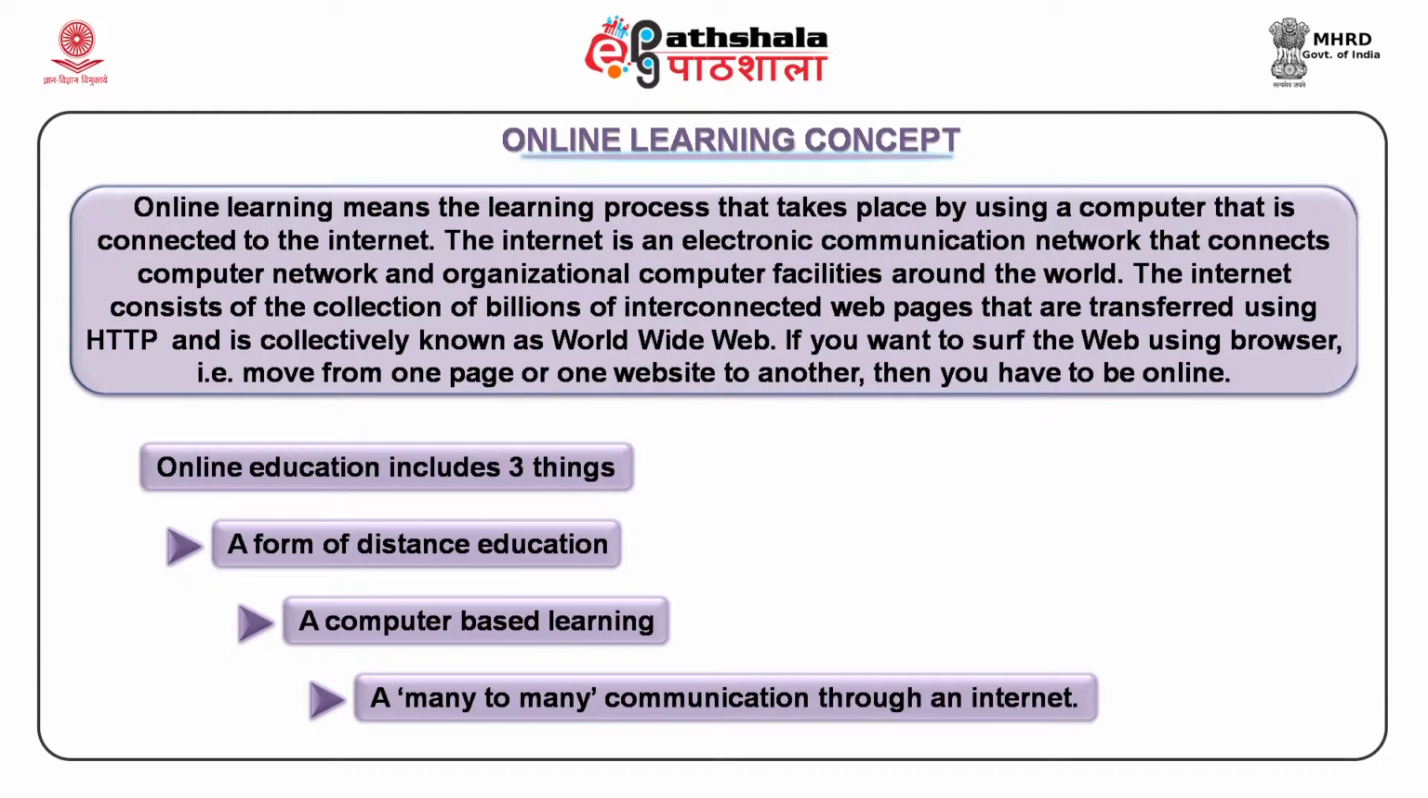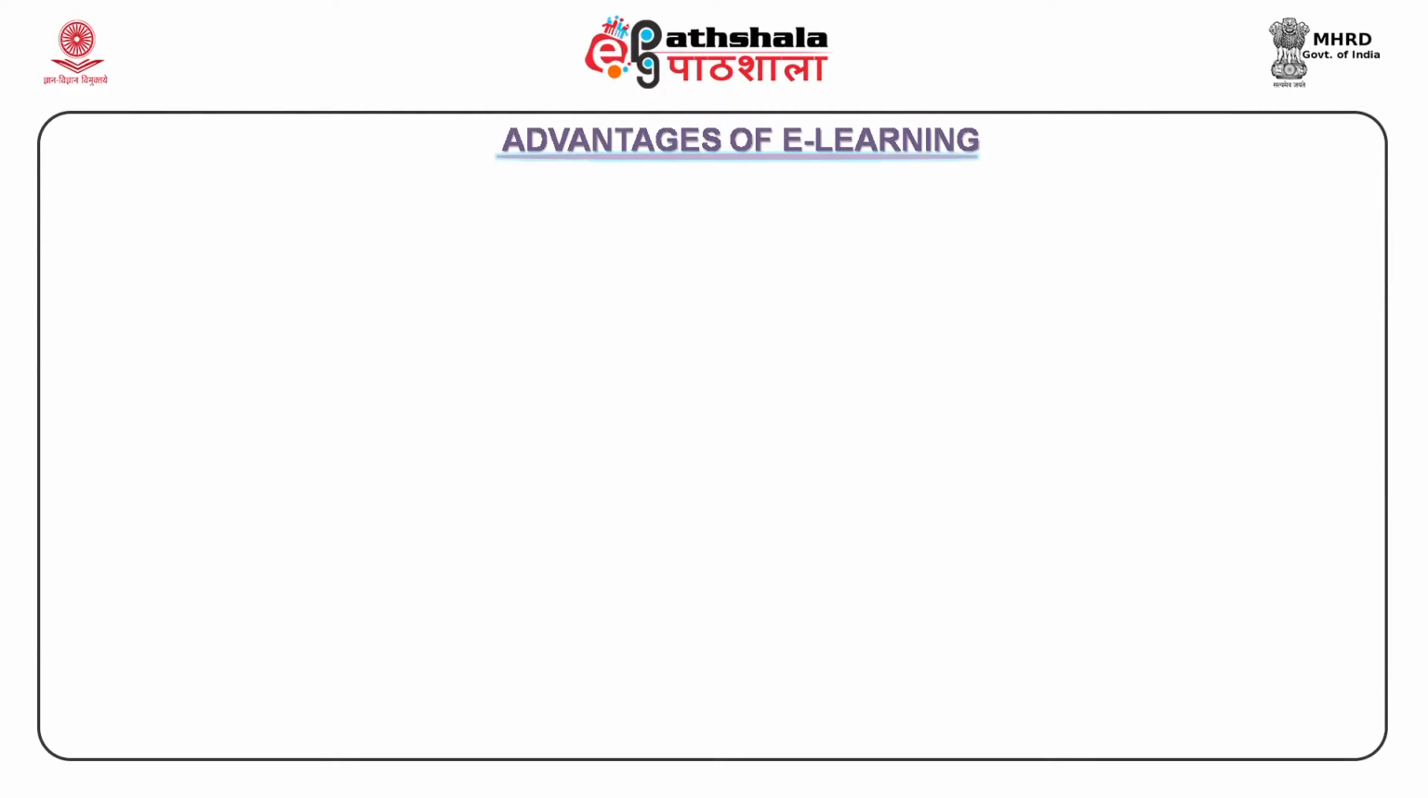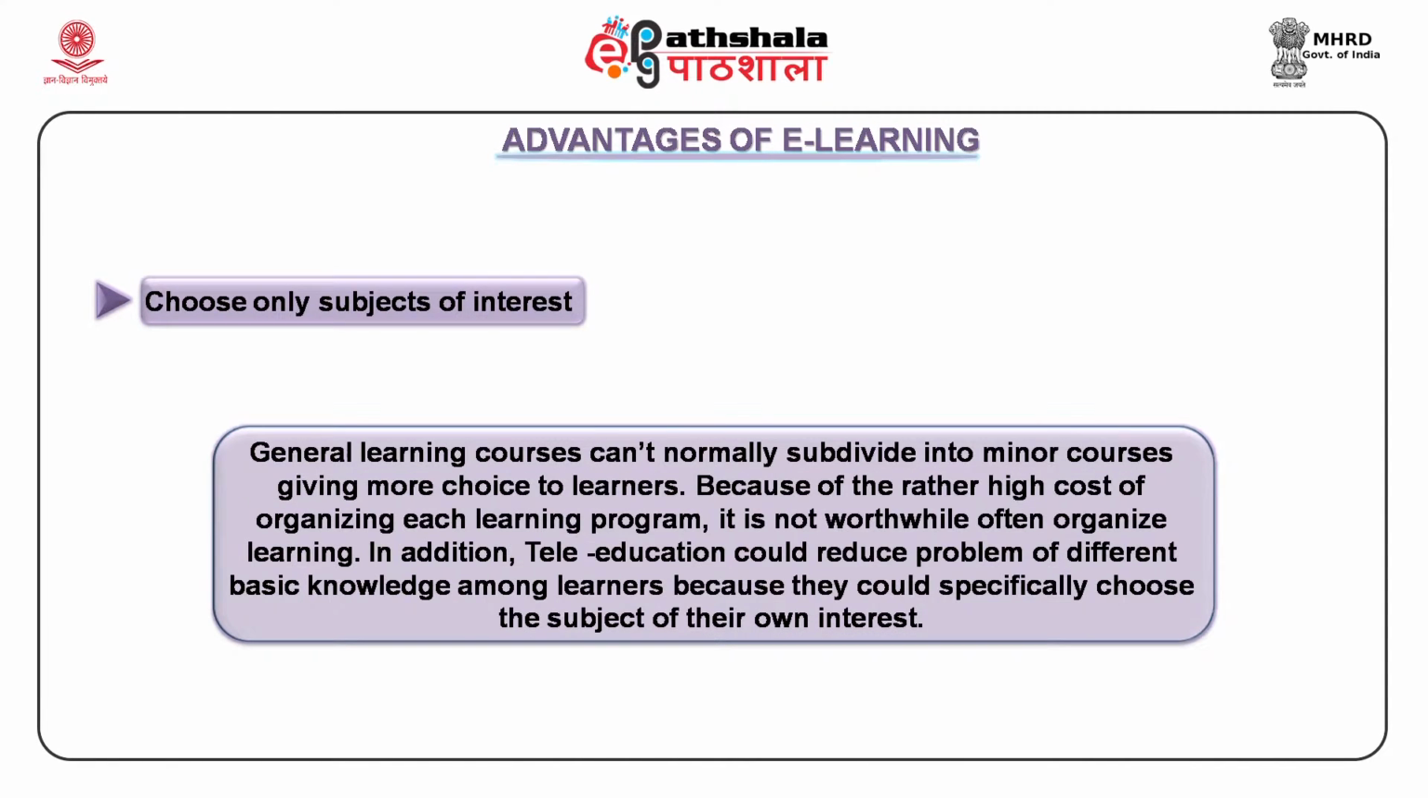Now, let us understand the advantages of online learning. First, choose only subjects of interest. General learning courses can normally be subdivided into minor courses, giving more choice to learners. Because of the rather high cost of organizing each learning program, it is often not worthwhile to organize them. In addition, tele-education could reduce the problem of different basic knowledge among learners because they could specifically choose a subject of their own interest.